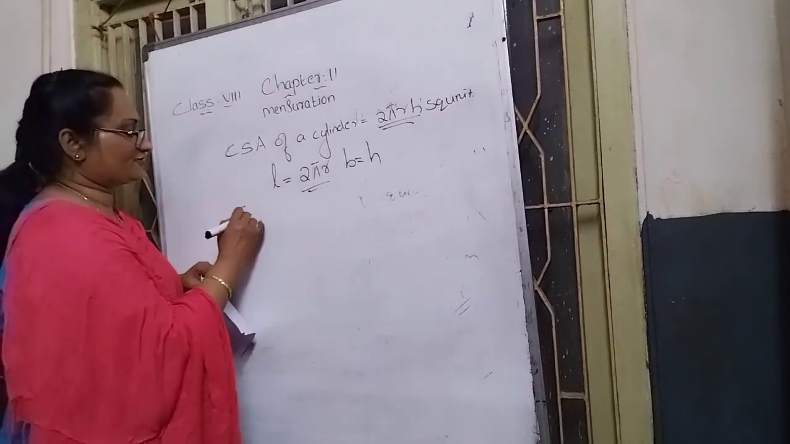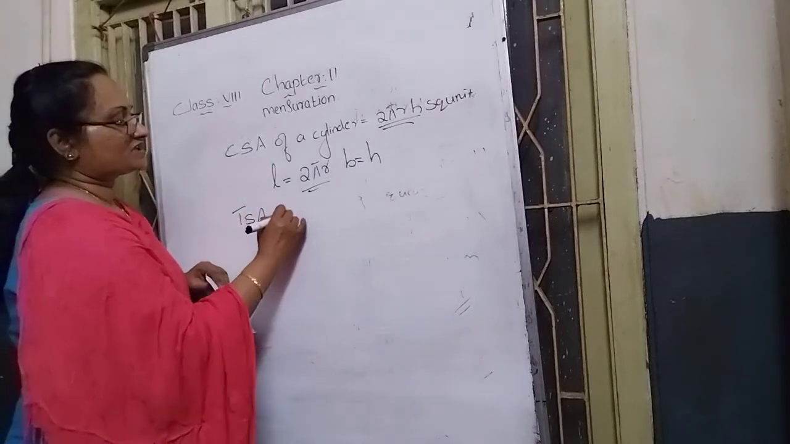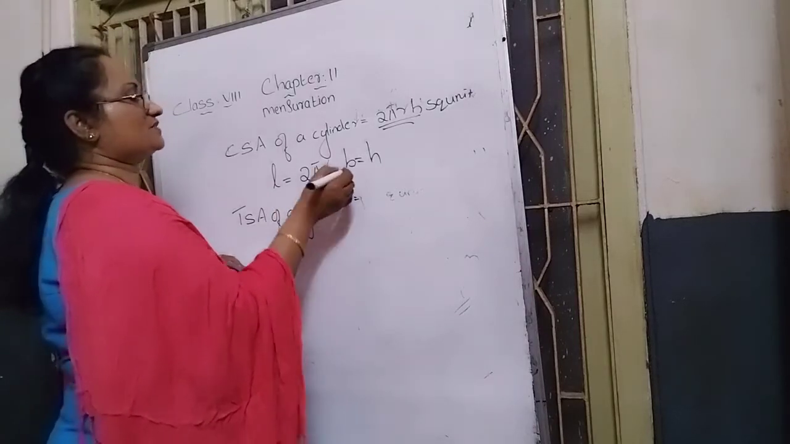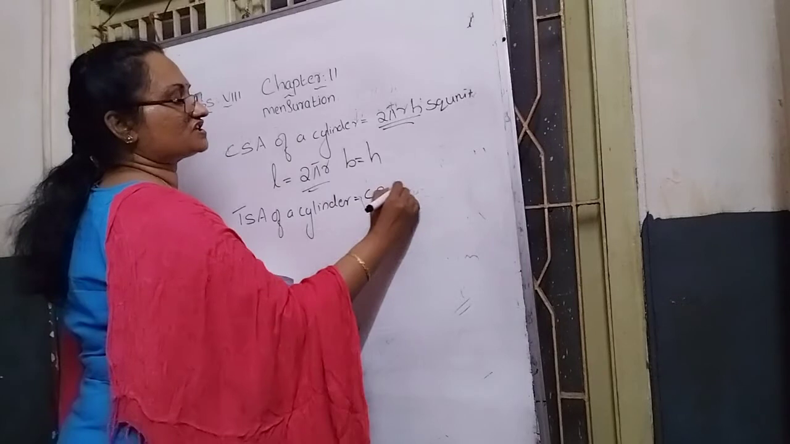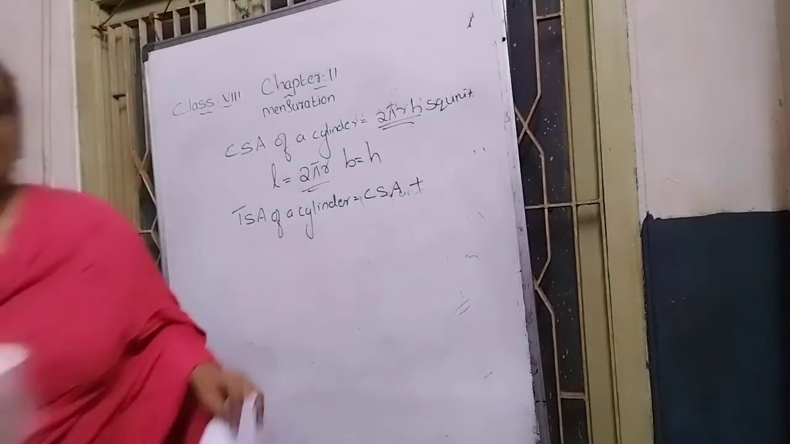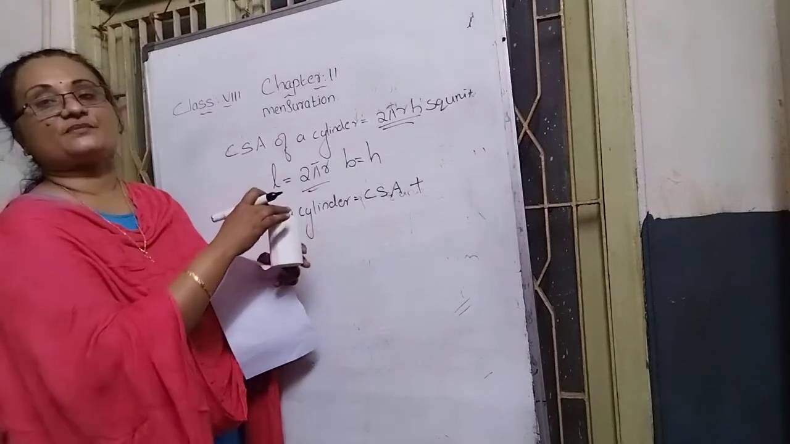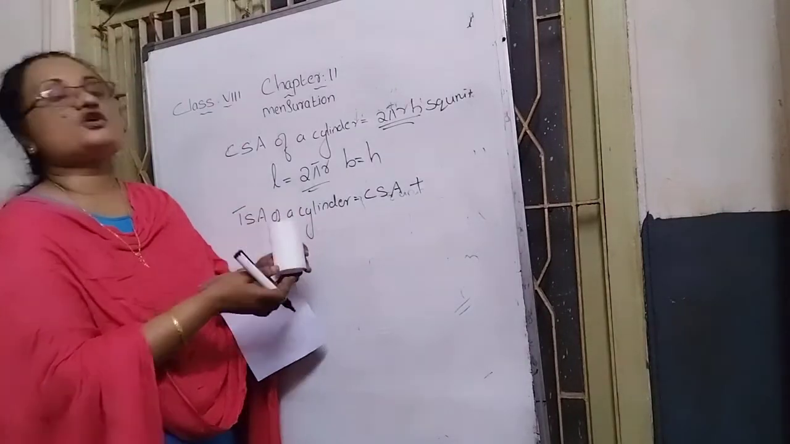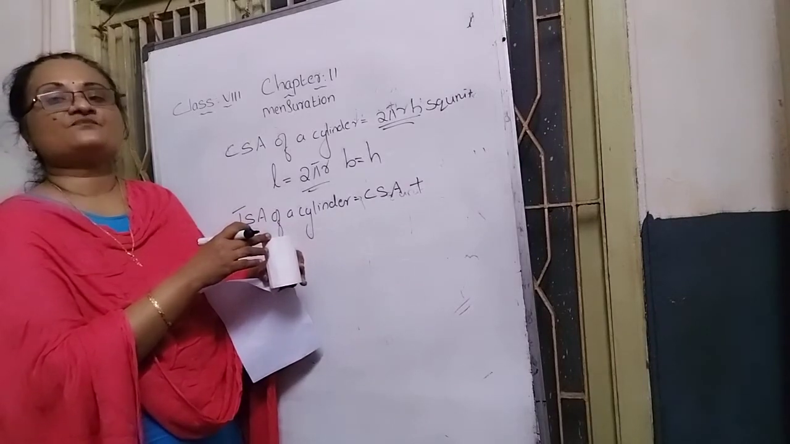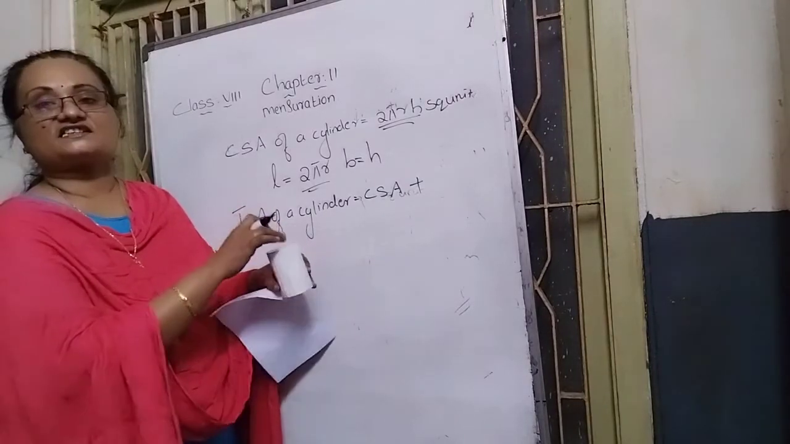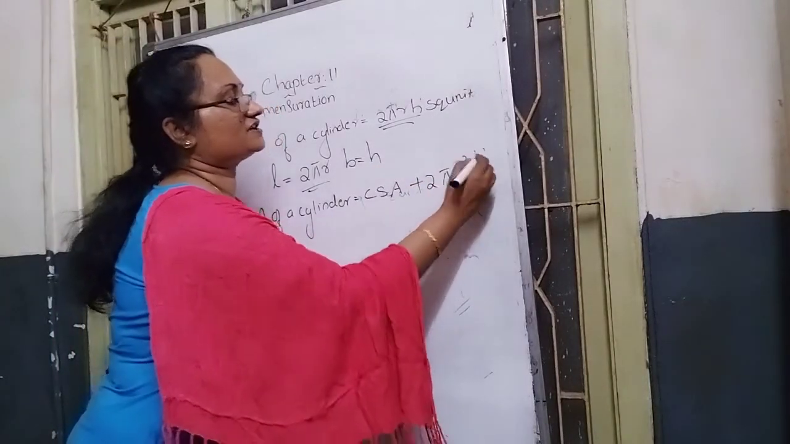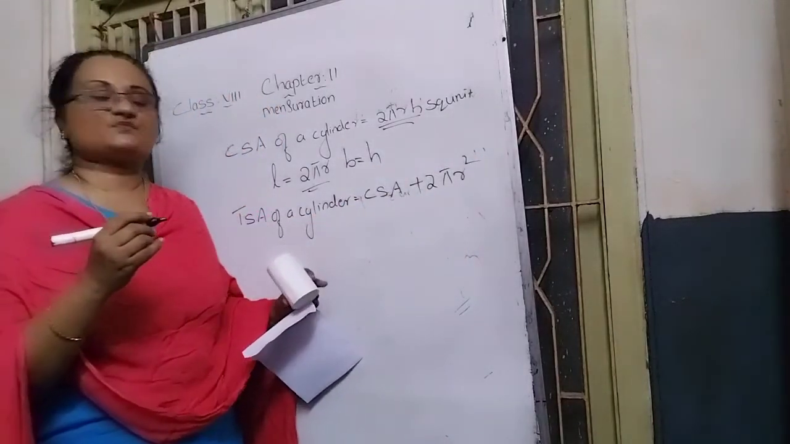Then the total surface area, TSA of a cylinder. How to find it? TSA of the cylinder is the CSA of the cylinder added to the top and bottom, which shape? Circle shape. The area of these two circles. What is the formula for the area of a circle? Pi r square. Here how many circles are there? 2 circles. So 2 times the area of the circle, 2 into pi r square.